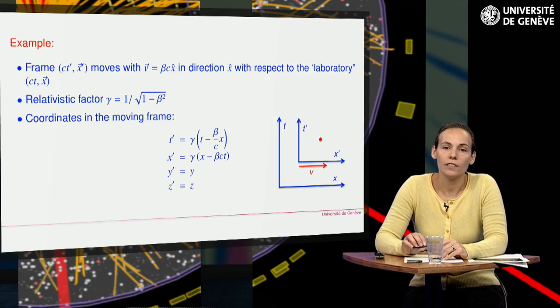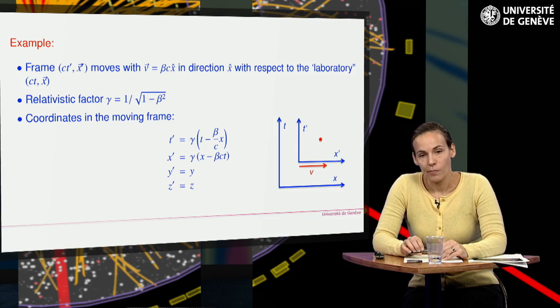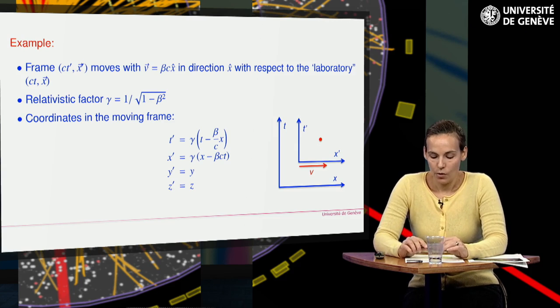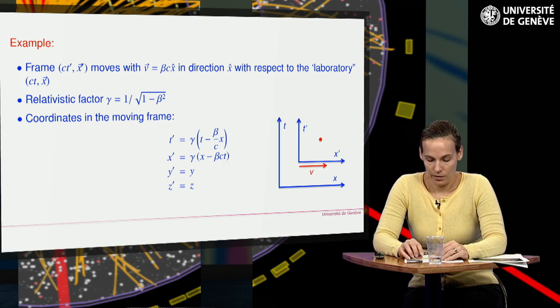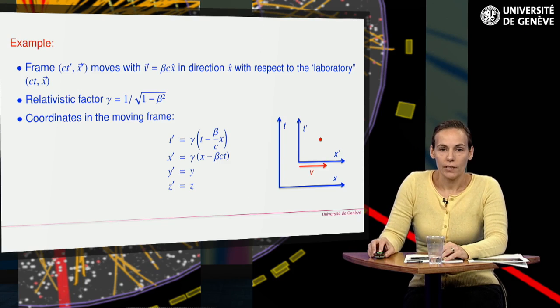In the non-relativistic limit, that is beta much less than 1 and gamma approaching 1, the Lorentz transformation reproduces the Galilean transformation, where t prime is simply equal to t and x prime is simply equal to x minus v times t.